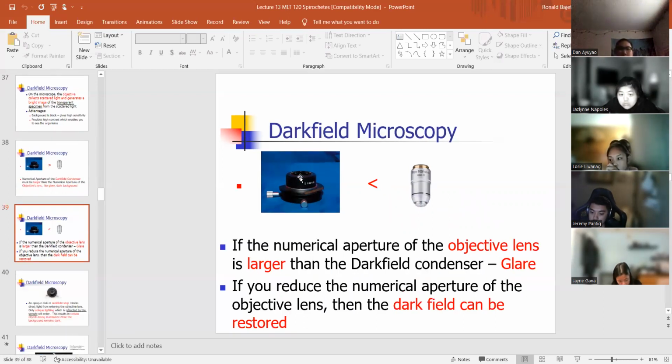On the other hand, if the numerical aperture value of the dark field condenser is less than the objective lens, then what you'll see in the microscope is a lot of glare. Okay, when you have a lot of glare, you can't see the object. It's overly bright, and you don't want that.